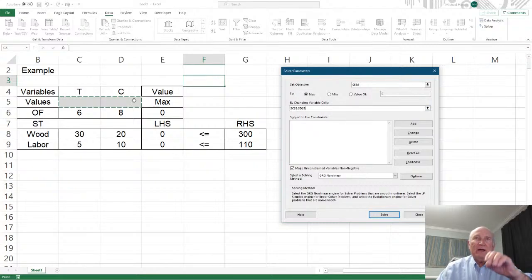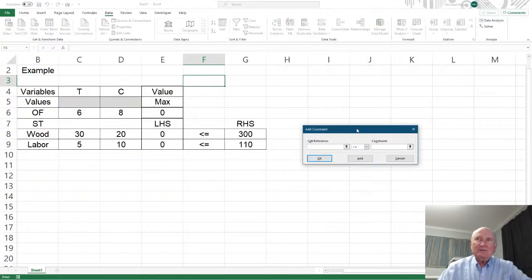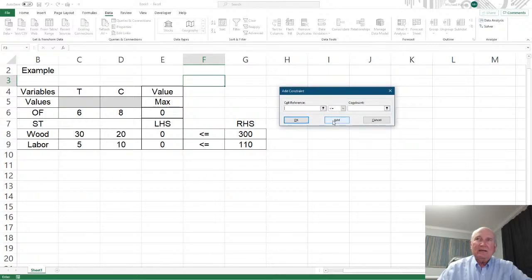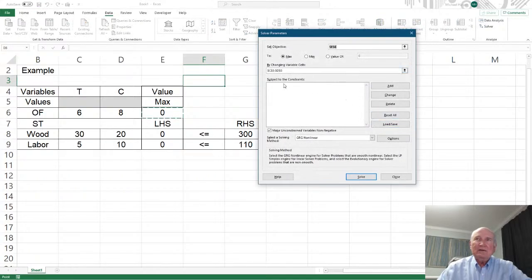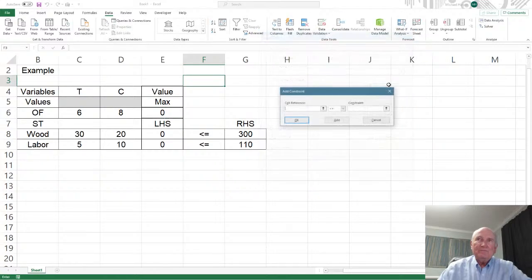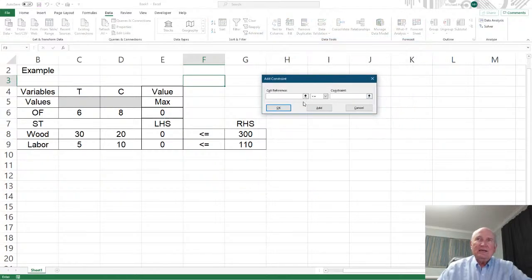Okay, I have my objective function, E6, I have maximize, I have the direction, I have my decision variables, now my constraint set. So let me add a constraint. Under constraints, subject to constraints over here at the right: add, change, delete, reset all. Okay, let me add a constraint. I add a constraint and it says the left-hand side is the cell reference, the right-hand side is the constraint. Aha. The left-hand side is the cell reference.